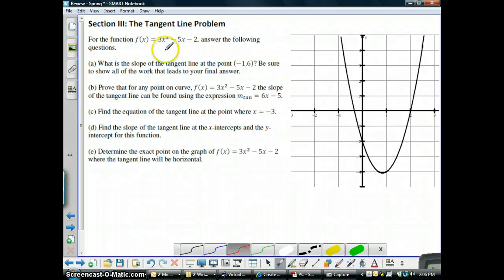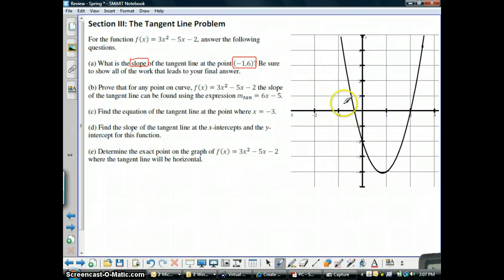Okay, so this function here, 3x squared minus 5x minus 2, we're going to use that for the entire problem. The first part asks you for the slope of the tangent line at this point, (-1, 6), which is somewhere up here. I don't know exactly, but I know that the tangent line should be negative, since it's going to look something like this.